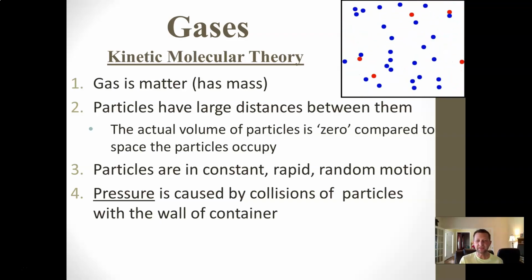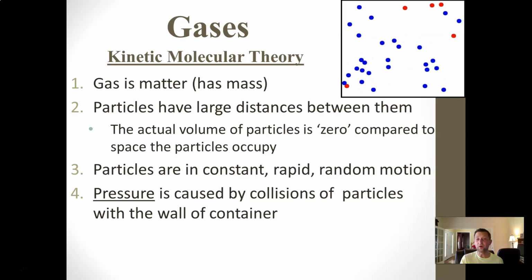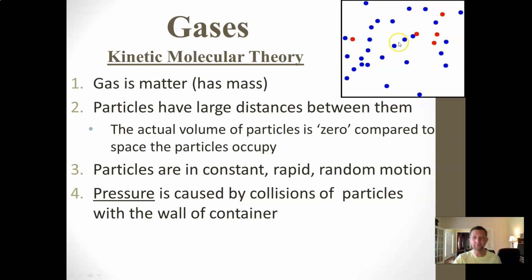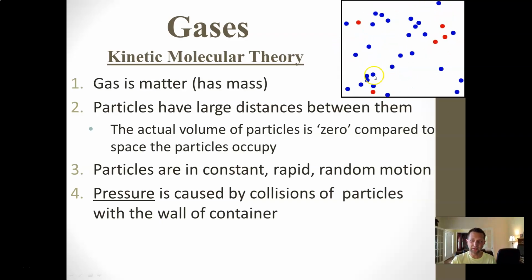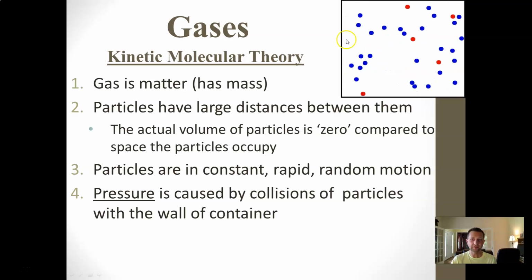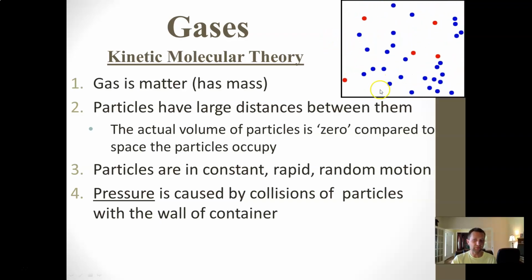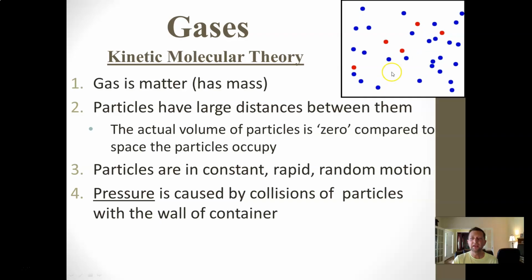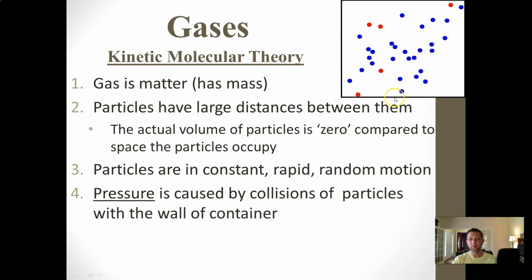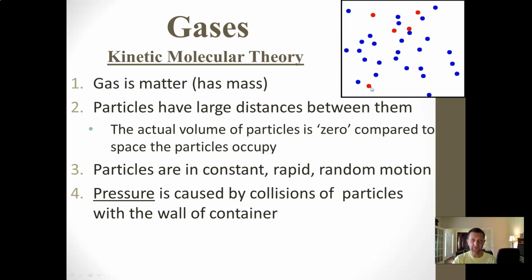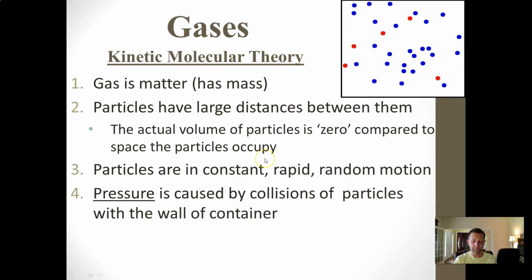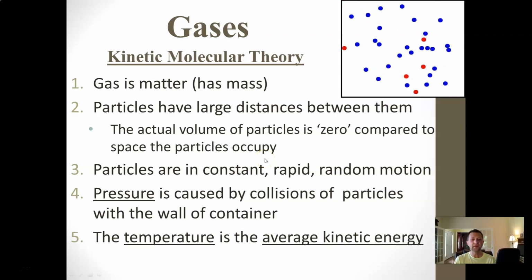Pressure is caused by collisions of particles with the wall of the container. Pressure is not really caused by gas particles running into each other, but by the gas particles hitting the walls of this container. So if you speed up the particles, they hit the container more often and with more force, and the pressure would increase. If these particles slow down, like if you decrease the temperature, they would hit the container walls less often and with less force, so the pressure would decrease. So that's what pressure is caused by.